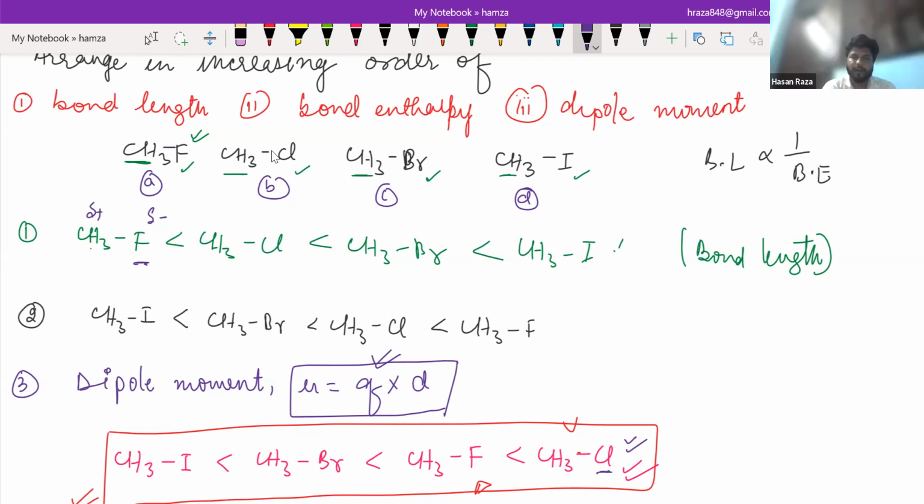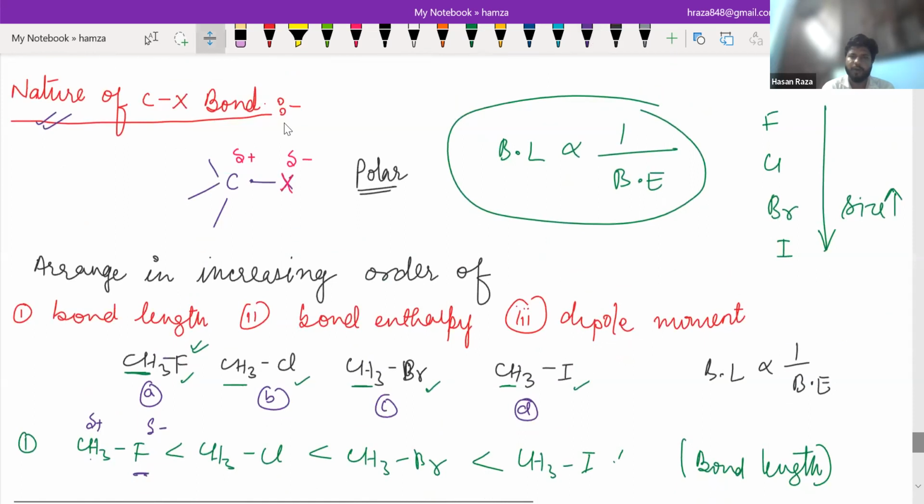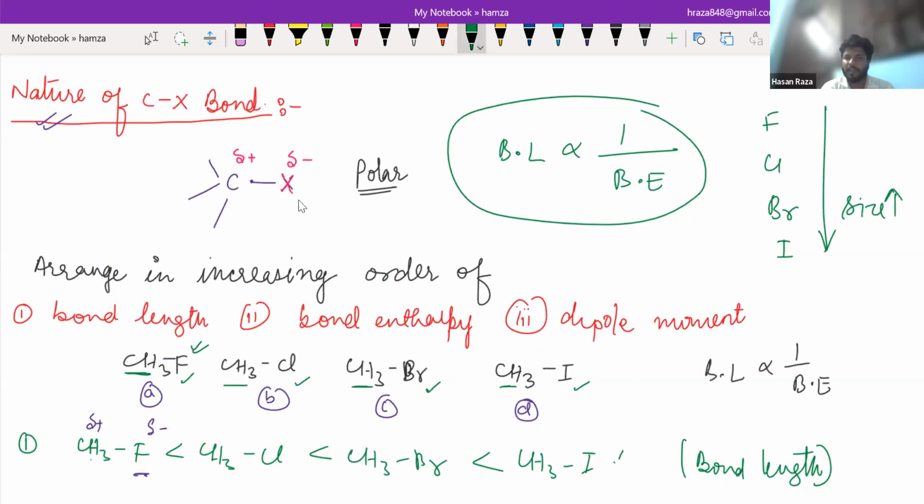So Fatima, we started from here. Nature of X. Please do respond. So nature of X is basically the bond is polar because X is more electronegative than carbon. So it will withdraw or attract some bonded electron towards itself. So there will be delta negative and delta positive.